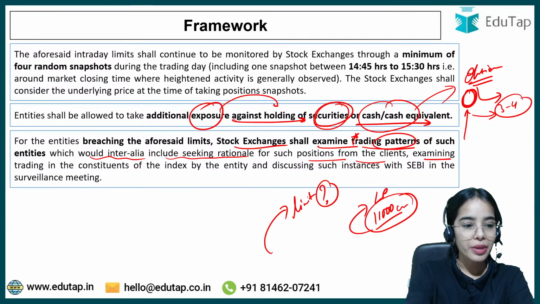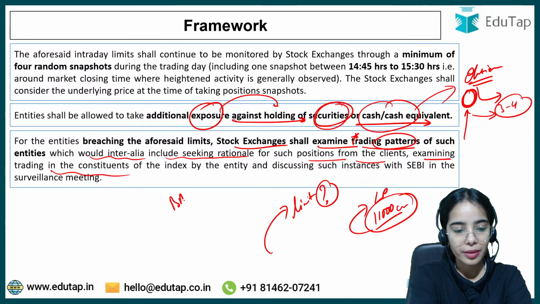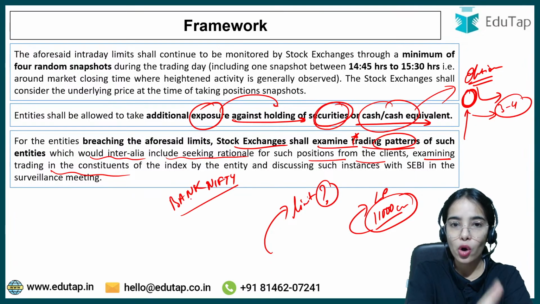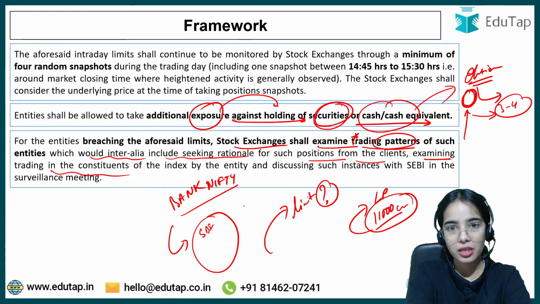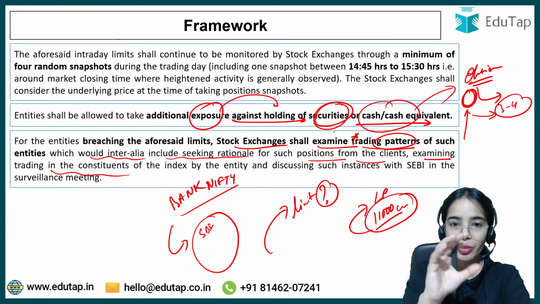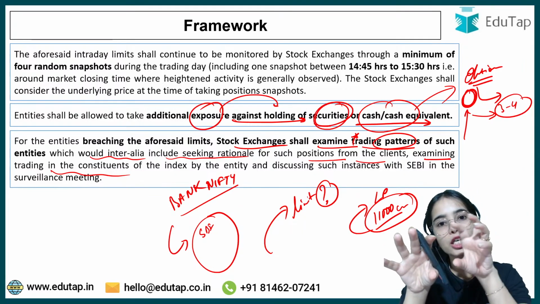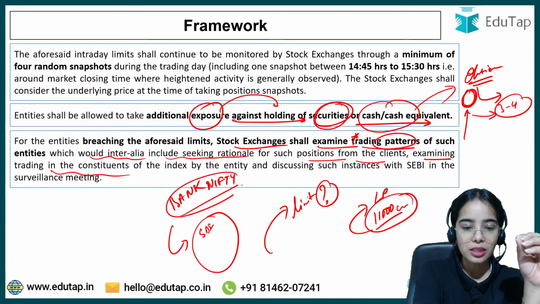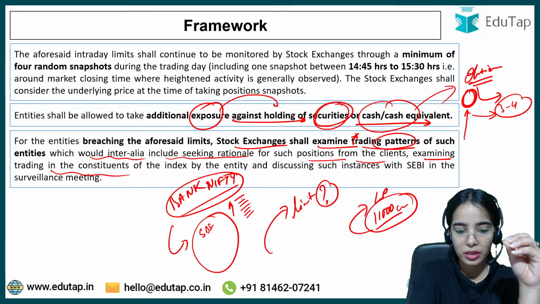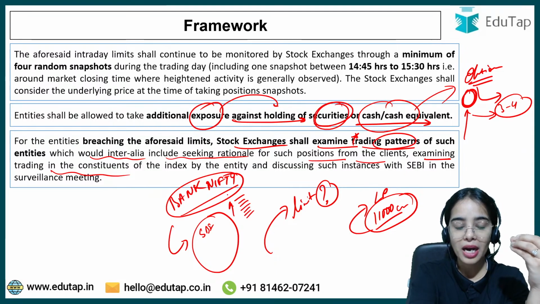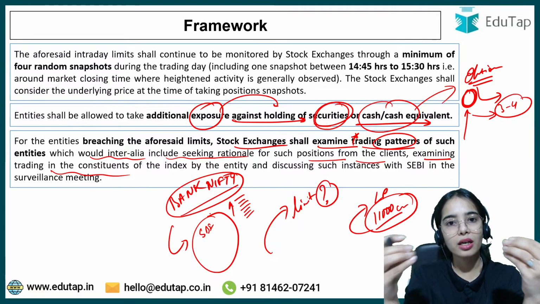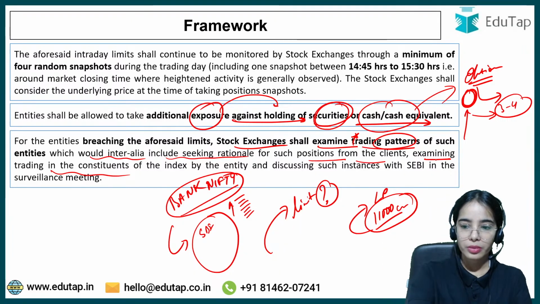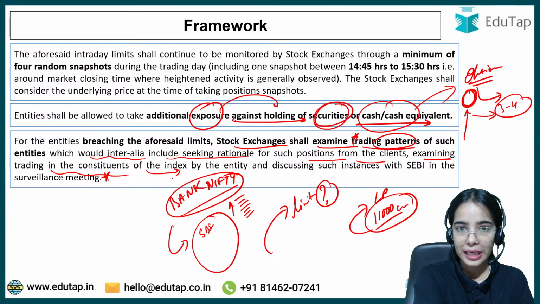Then, examining the trading in the constituents. Let's say I am trading in Bank Nifty. At the same time, I'm also trading in the options for the State Bank of India or Punjab National Bank or different banks, ICICI Bank and such. So I'm trading in Bank Nifty also, and I'm trading in the constituents. Constituents of the index means the entities that are under the index. Bank Nifty consists of the banking entities in our country. So the examining is of the trading in the constituents of the index by the entity.